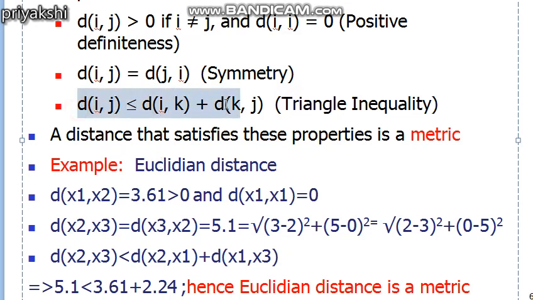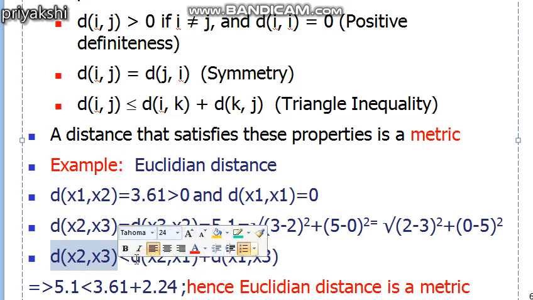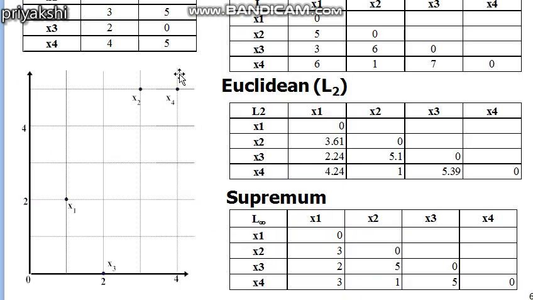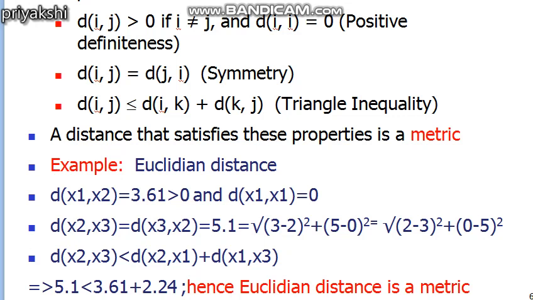The third property, known as the triangular inequality property, will be satisfied by this particular formula: distance of ij is less than or equal to distance of ik plus distance of kj. Here I have taken the distance of x2 comma x3, where i is x2 and j is x3, which is less than, with k equal to x1, distance of x2 comma x1 plus distance of x1 comma x3. From the chart you can put the values: distance of x2 comma x3 is 5.1, x2 comma x1 is 3.61 and x1 comma x3 is 2.24.